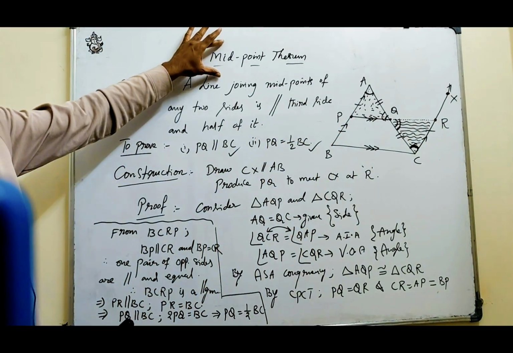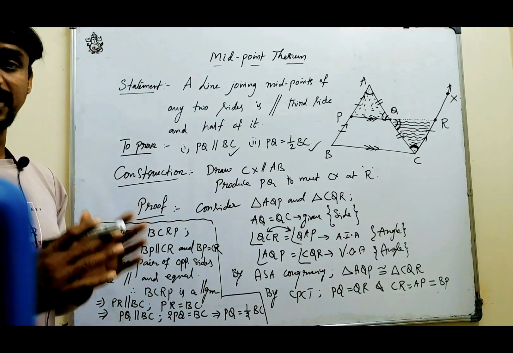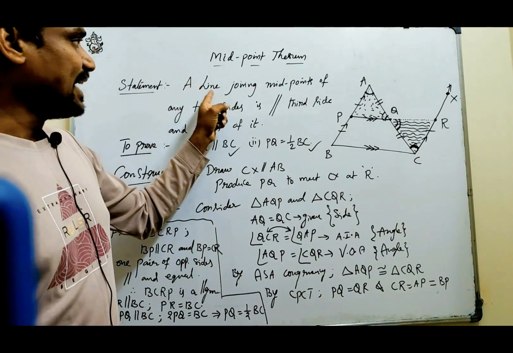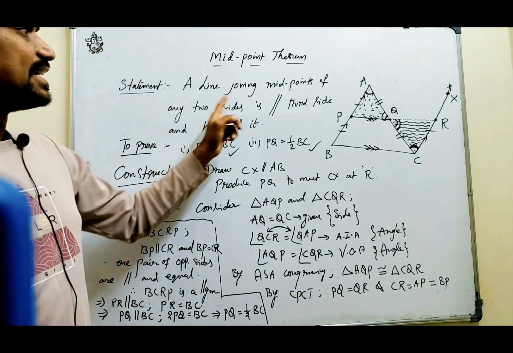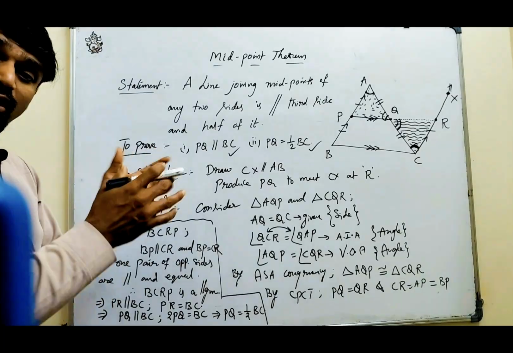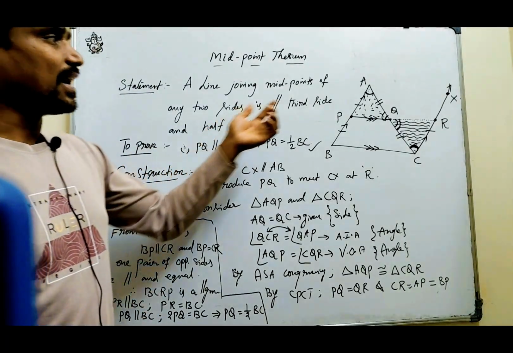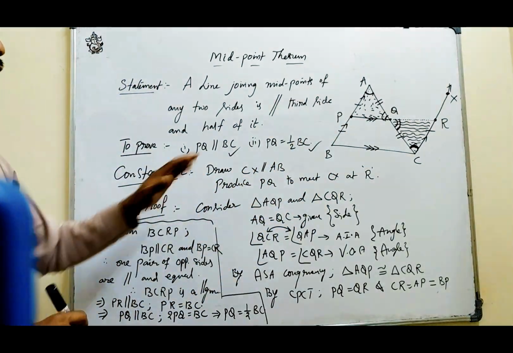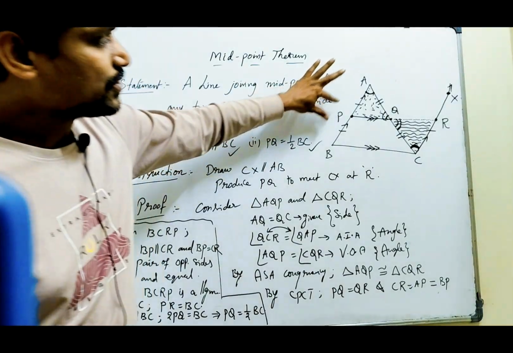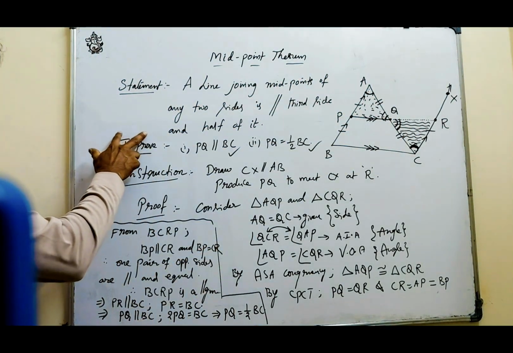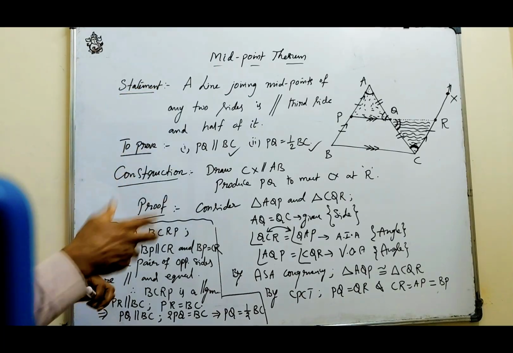So the midpoint theorem is a very, very important theorem in geometry. It states that a line joining the midpoints of any two sides is parallel to the third side and half of it. That is the statement. What do we need to prove out of that? PQ parallel to BC and PQ is half of BC. What is given? AP is equal to BP, AQ is equal to QC. You should have written given here also, after the statement.